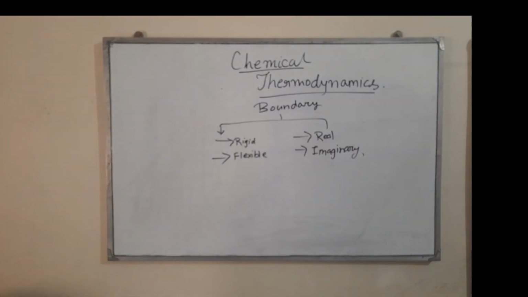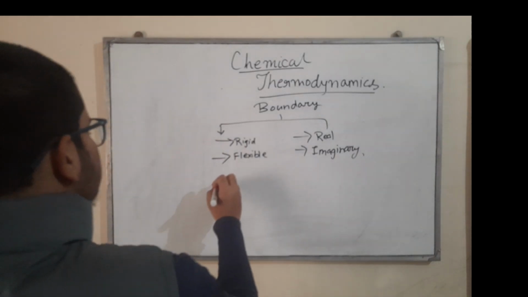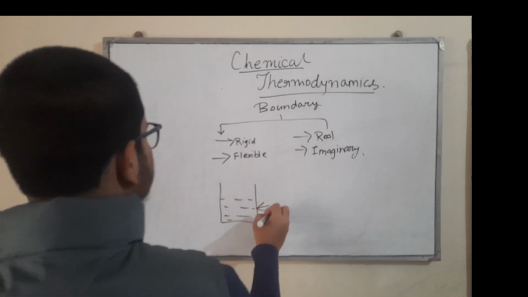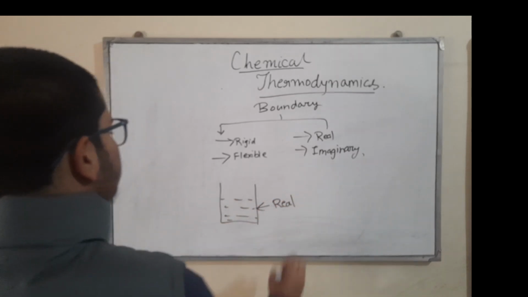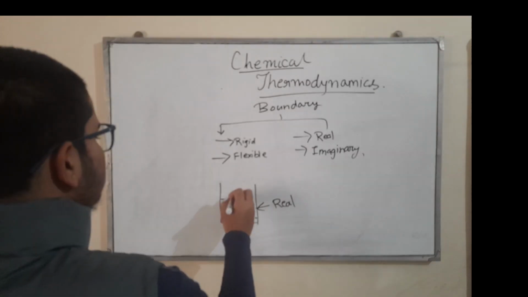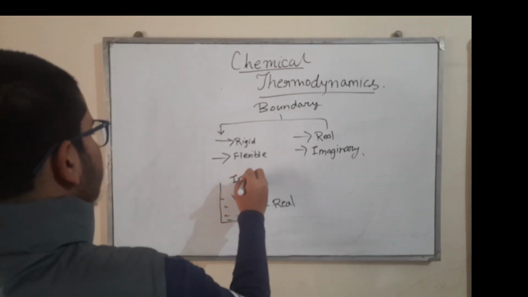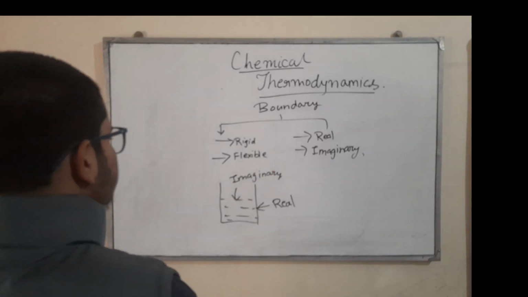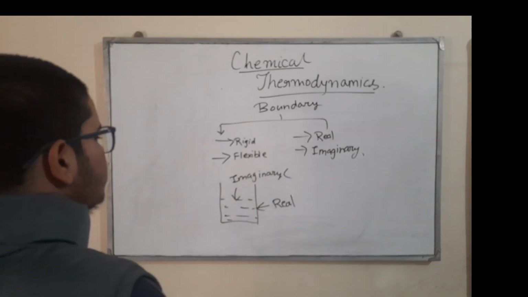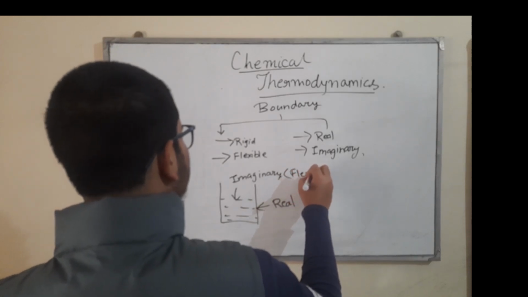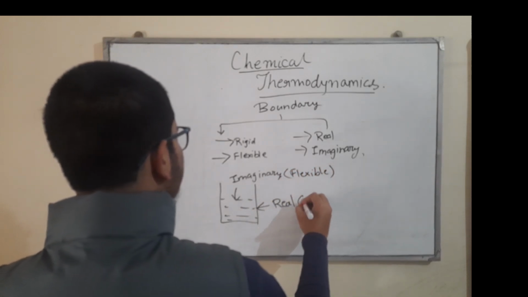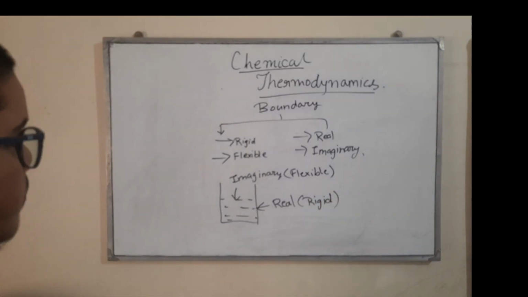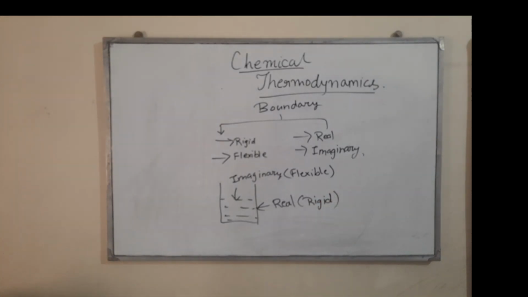Okay, so if I take the same example of the water, this is a real boundary. It's a wall. And this is an imaginary boundary between the air and the water. This imaginary boundary is flexible, but this real boundary is rigid. You get the point, right? So this is talking about the boundaries involved.